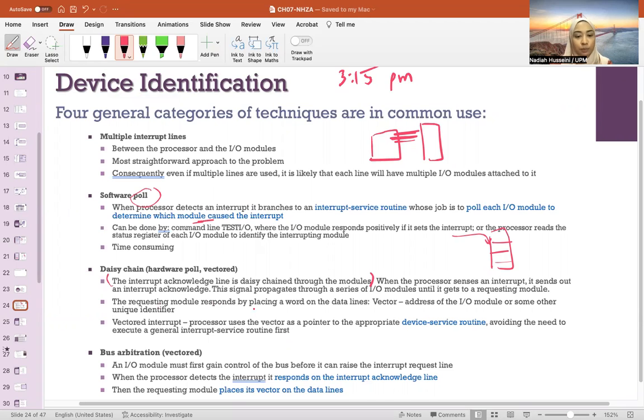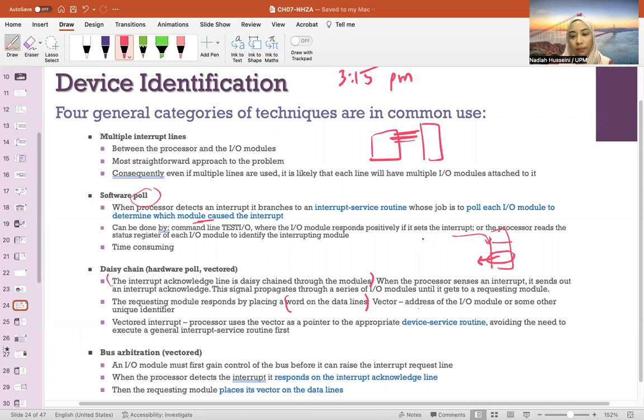The requesting module responds by placing a word on the data line. So let's say this is the IO module that triggered the interrupt. It would put something on the data line that is connected to the CPU. The word that is placed on the data line is also known as a vector. What is a vector? A vector is the address of the IO module or some other unique identifier.